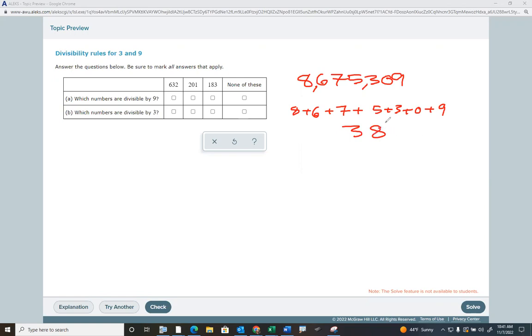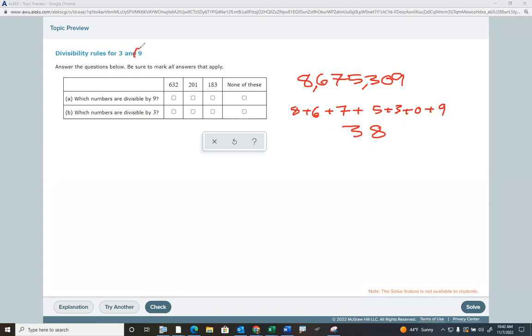Okay, to see if 3 is divisible, you add all the digits up, and then you look at that sum and you say, does 3 divide into this number? No, it doesn't. So 3 does not divide into the original number. So you just add up the digits, look at that sum, and say, does 3 divide into that? If it does, then 3 will divide into the original number. And if it does not, then 3 will not divide into the original number.